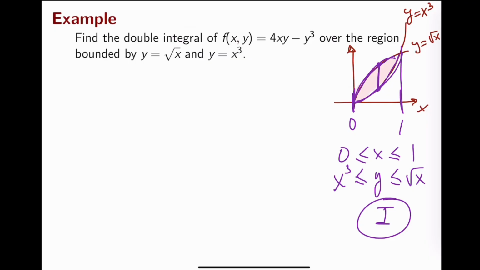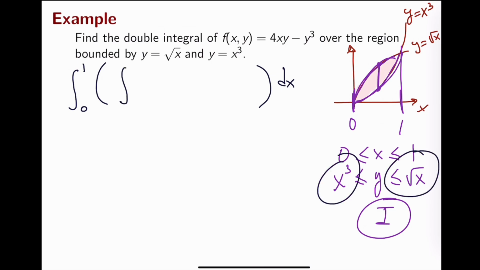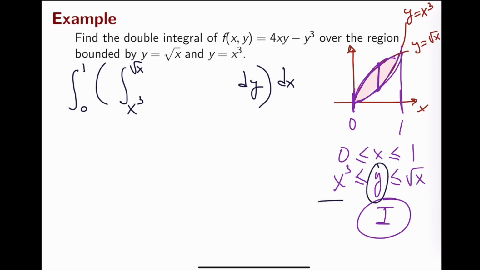So we can now calculate this integral as an integral of type 1. That means we are going to put as the outer integral the one of the variation of x, so this is going to be dx. And inside here, we are going to put the integral between the variations of the functions. That will be between x cubed and the square root of x, dy, right? It is y that varies between these two functions.